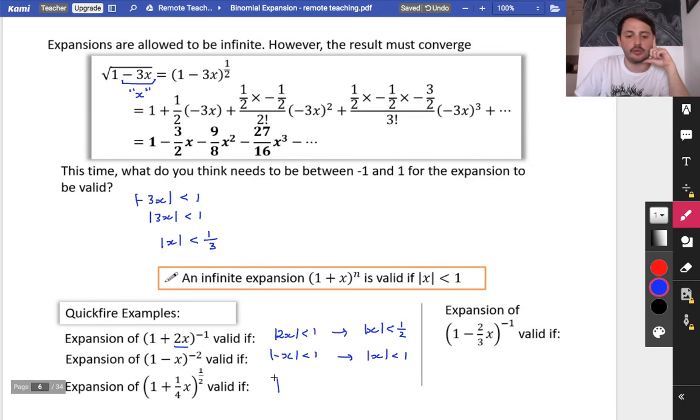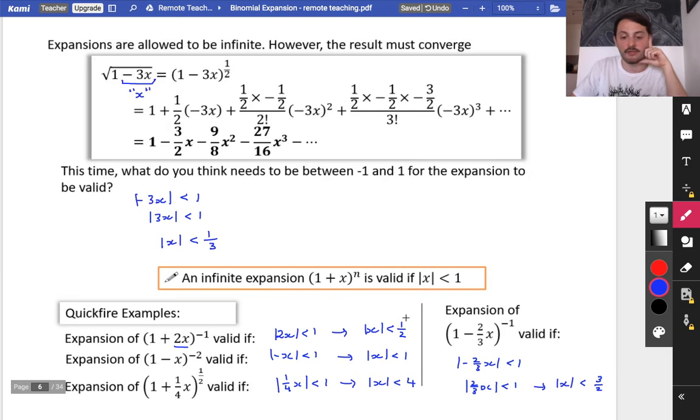This one, it's going to be a quarter x that has got to be less than 1. And again, you can just multiply both sides by 4, so you get that the modulus of x has got to be less than 4. And this one that we've got here, we've got -2/3 x has got to be less than 1, where you can ignore the modulus sign, so you have 2/3 x is less than 1. And then you can multiply both sides by 3 and divide by 2, so that we get that x has got to be less than 3/2. Okay, so these will only be valid, they will only converge if these things are true for when you substitute in. Okay, we're doing pretty well here, we're going to keep going.